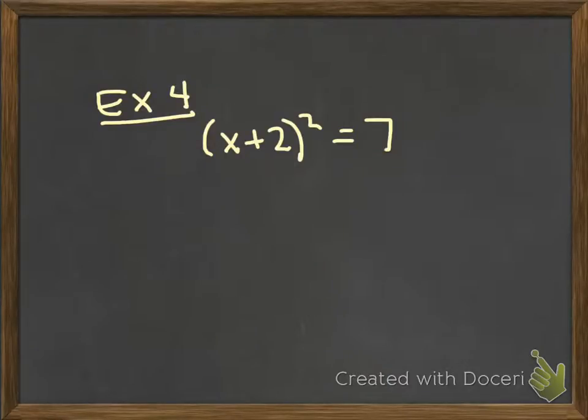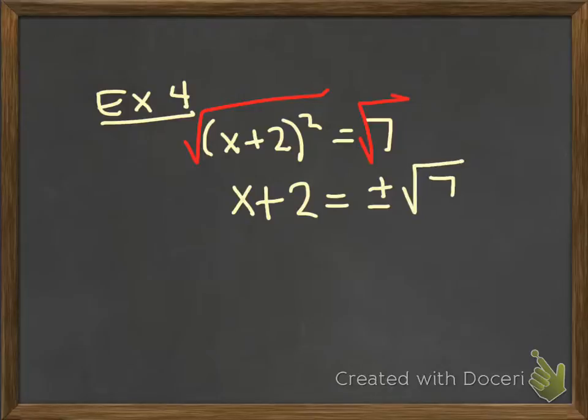Okay, example 4 is like example 3, except now we can't really take the square root of 7. So I have quantity x plus 2 squared equals 7. I'm going to take the square root of both sides to undo the squared. I get x plus 2 equals plus or minus the square root of 7.